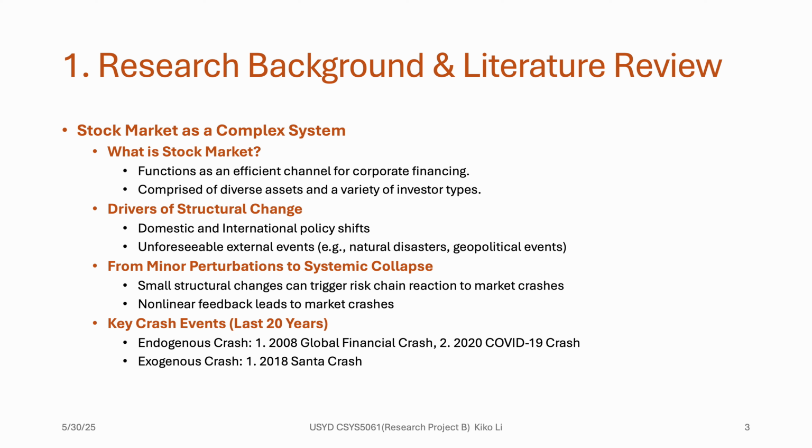Because of the tight interconnection and nonlinear feedback loops, every small structure change can trigger a risk chain reaction that leads to a market crash. To illustrate those dynamics, I will examine 2 endogenous crashes, the 2008 global financial crash and the COVID-19 crash in 2020, alongside the exogenous 2018 sector crash, to see how market structure changed before, during, and after the crash.